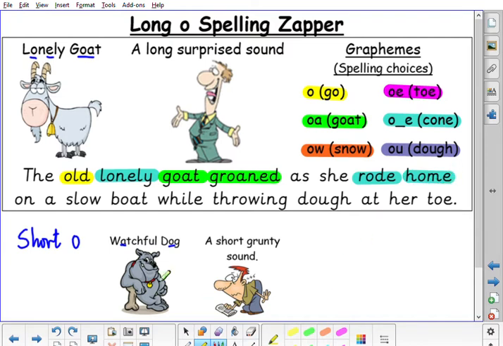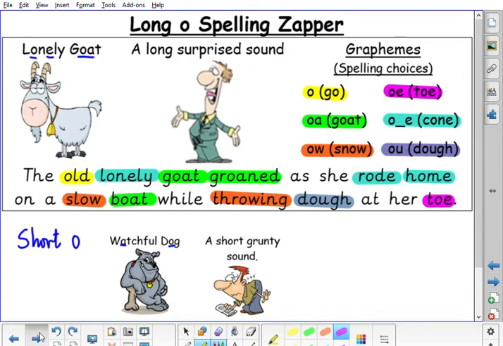Another split digraph. On a slow, so there's the OW spelling. Boat, back to the OA spelling. We've got while throwing, there's another OW spelling. Dough, there's the unusual one that we don't see very often. At her toe, let's go for pink toe, there we go. So there's a silly sentence that tries to use as many of those spelling patterns as possible with the same sound. Maybe you could make up your own.